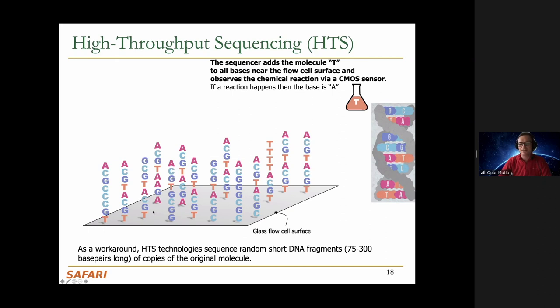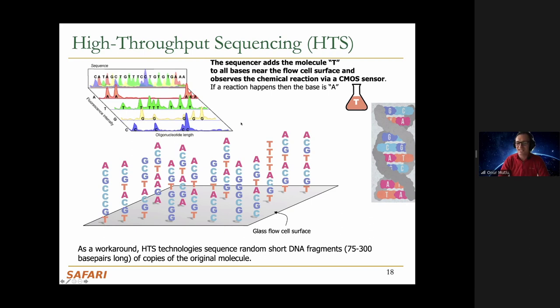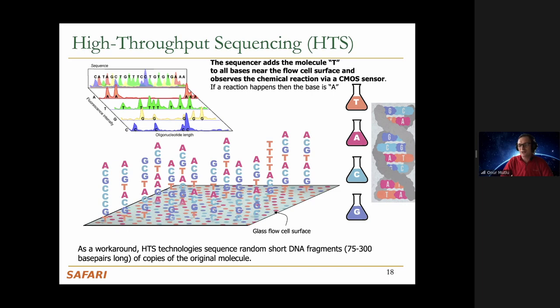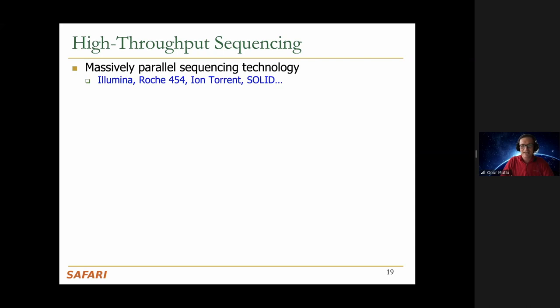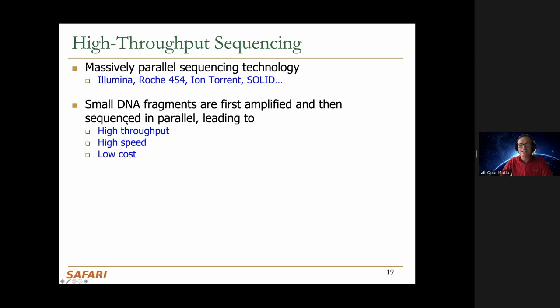I'm not going to go into the detail. It's still a statistical process. It's not perfectly correct. But the error rates today are relatively low. And if you're really interested, you can read papers that are written by Illumina and go to their website as well. So this is the state-of-the-art technology. They lead to small DNA fragments. It's high throughput, high speed, low cost. And unfortunately, they lead to very short reads. As I mentioned in the previous slide, 75 to 300 base pairs.